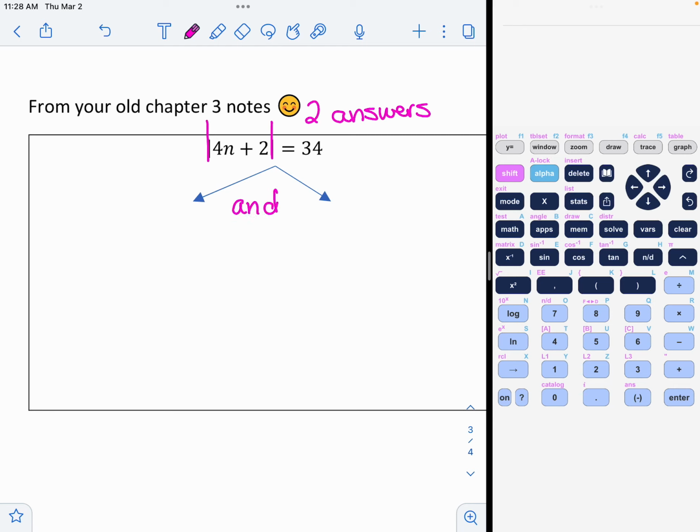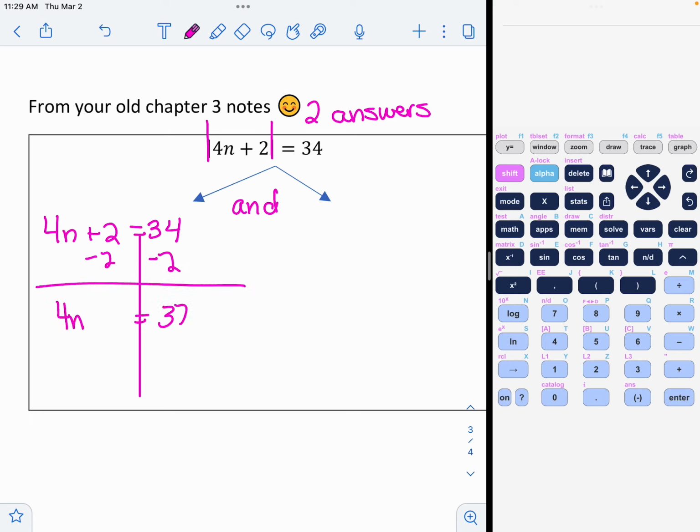So the first equation you get from this is your regular equation without the absolute value bars. So 4n plus 2 equals 34. If we solve that basic, we take away 2, and we get 4n equals 32. If we divide both sides by 4, we end up getting n equaling 8. Now that's just one answer. Remember, absolute values have two answers.